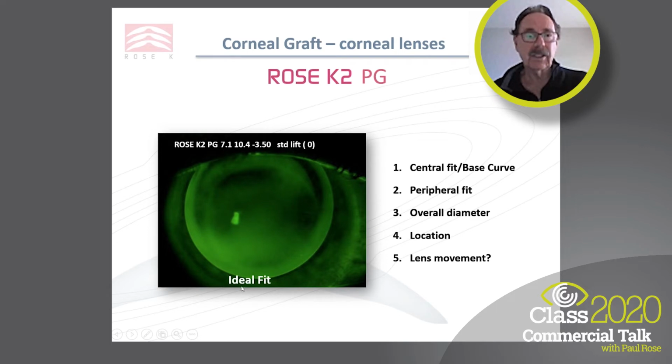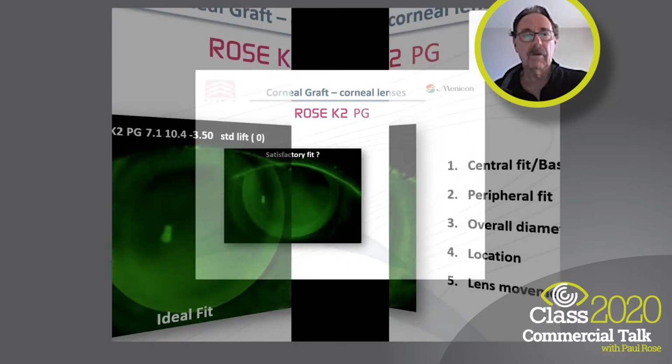Now, this is an excellent fitting post-graft Rose K lens on a surgical cornea, on a post-graft cornea. We don't have any high areas of touch, slight touch here and here, but that's not going to cause any problems. We have excellent edge lift. This is absolutely what I want, a nice fluorescent band at the edge of the lens. So on the blink, those tears would exchange very, very well. So that is an excellent corneal lens. That patient would do very well.